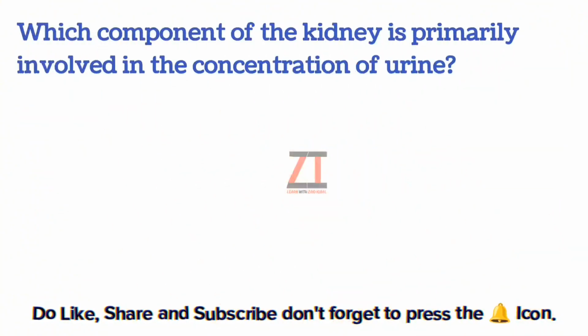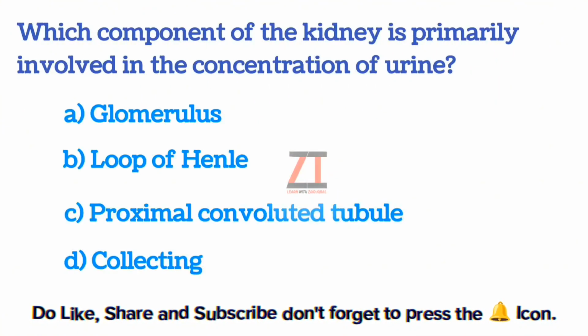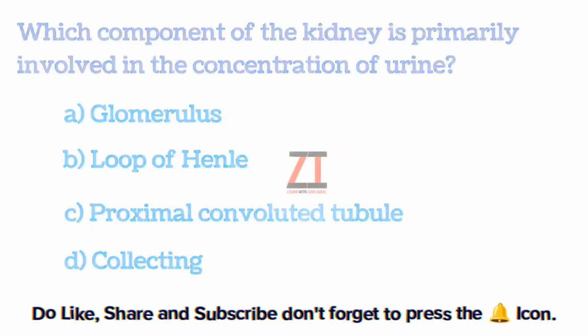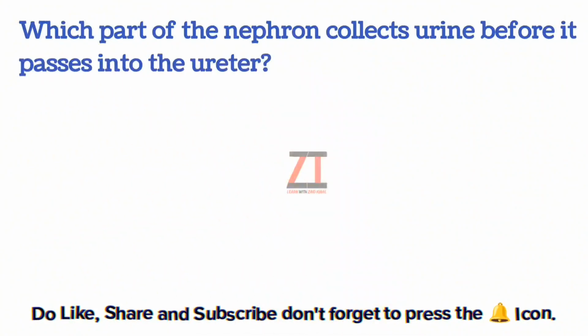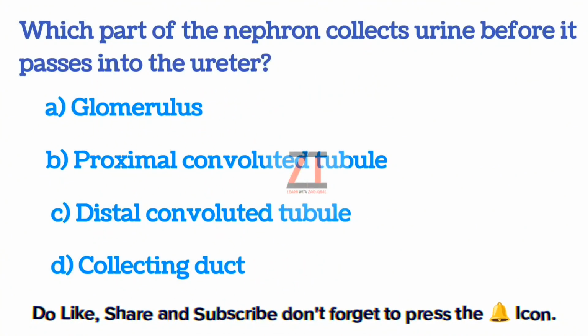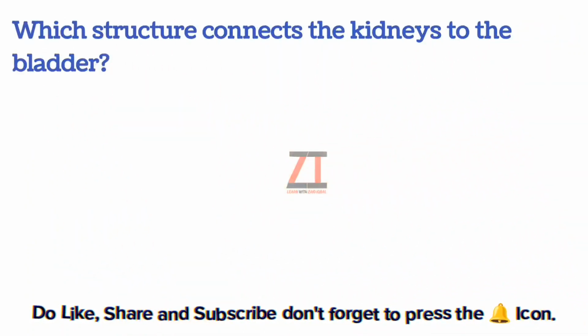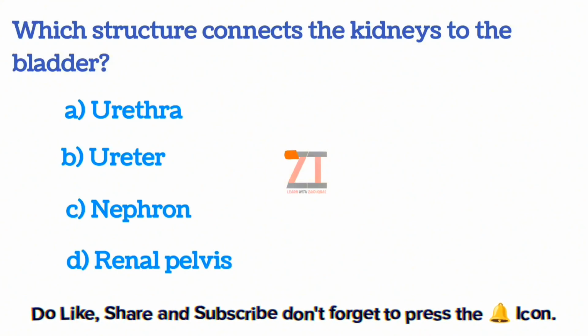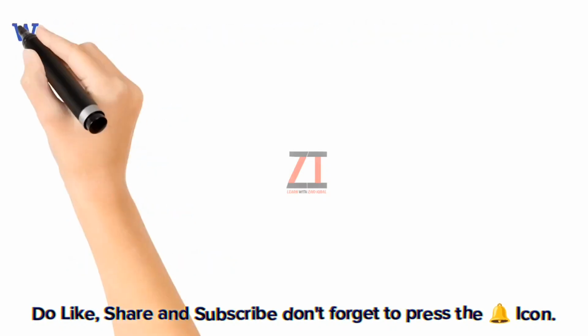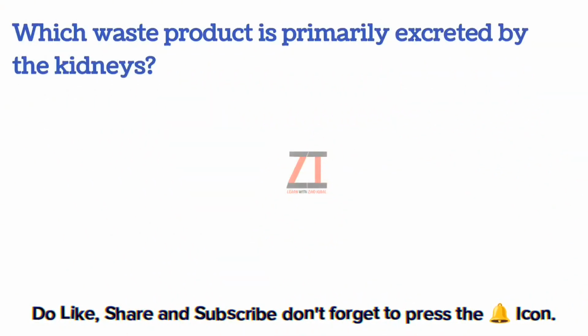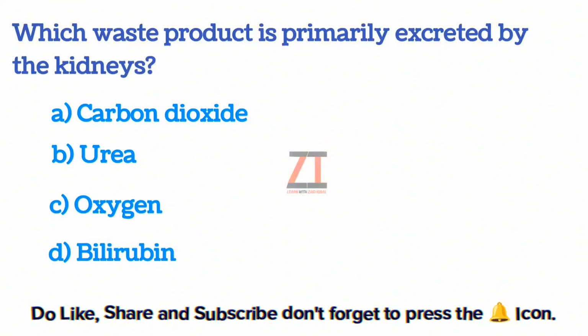Which component of the kidney is primarily involved in the concentration of urine? Right answer is option B, loop of Henle. Which part of the nephron collects urine before it passes into the ureter? Right answer is option D, collecting duct. Which structure connects the kidney to the bladder? Right answer is option B, ureter. Which waste product is primarily excreted by the kidneys? Right answer is option B, urea.